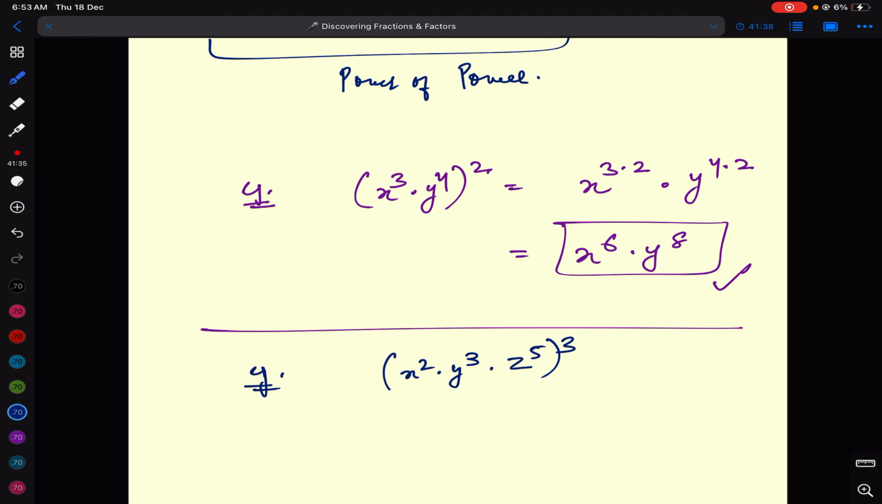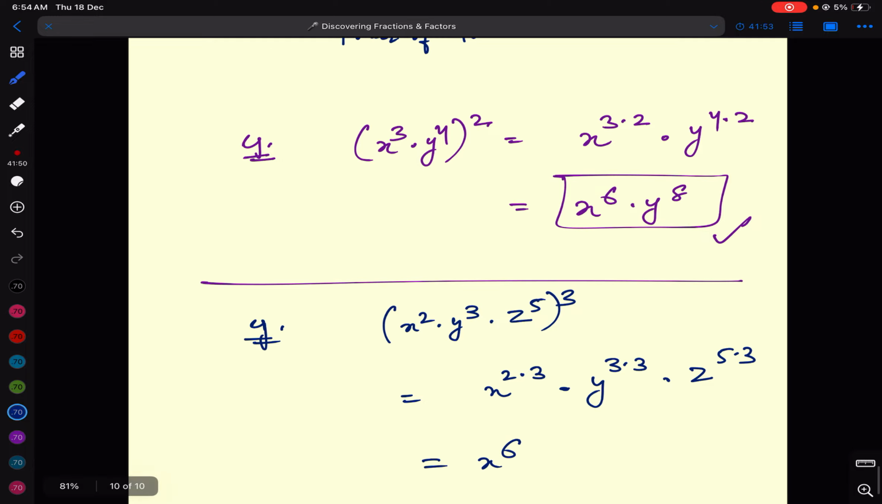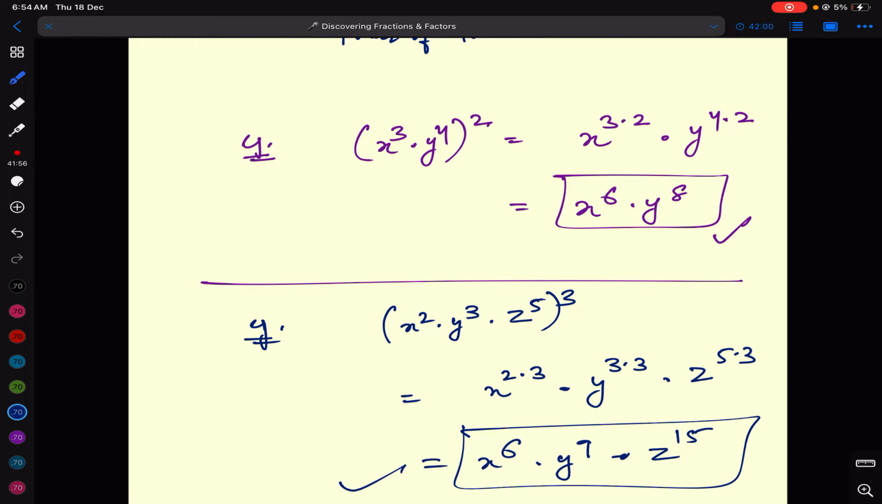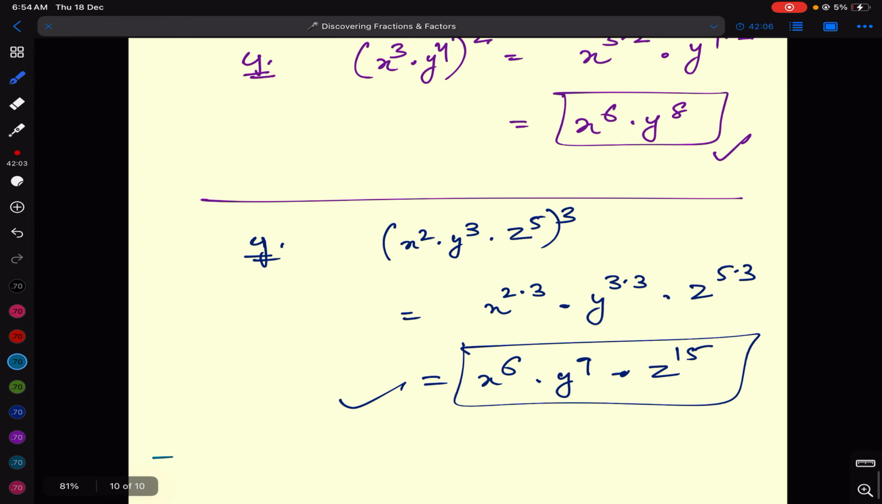Okay, so what we are going to do is each factor is going to be raised to the power. So that is going to be x to the 2 times 3, times y to the 3 times 3, times z to the 5 times 3. So this is basically x to the 6 times y to the 9 times z to the 15. That's how we figure out the answer. Okay, clear? So this was all about this lesson.